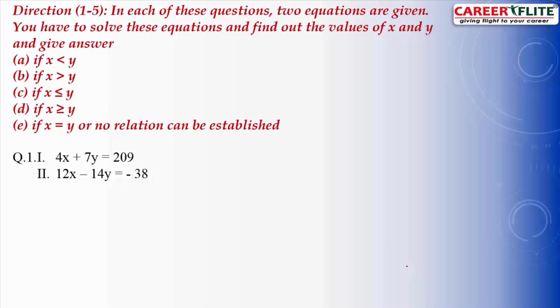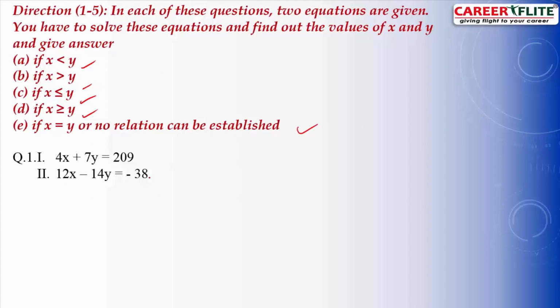So let us come to the first question. In the first question we have 4x plus 7y equal to 209, 12x minus 14y is minus 38. Before that, the direction will be given in each of the questions. We must find if x greater than y, x smaller than y, x less than or equal to y, x greater than or equal to y, or x equal to y.